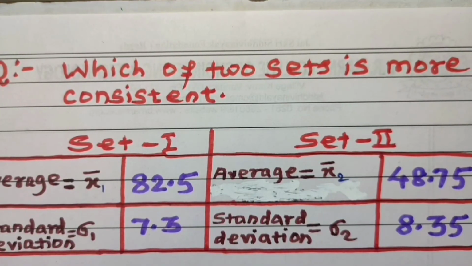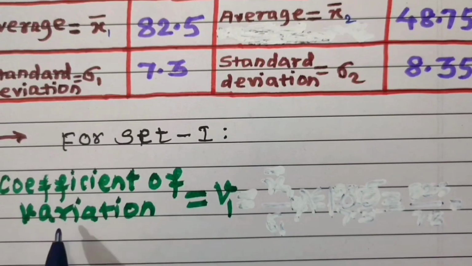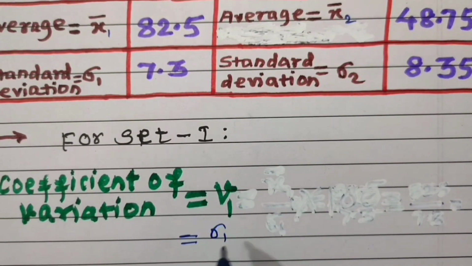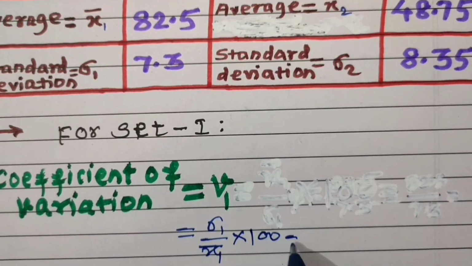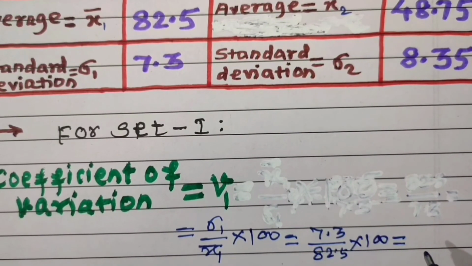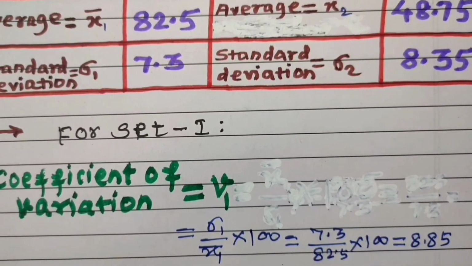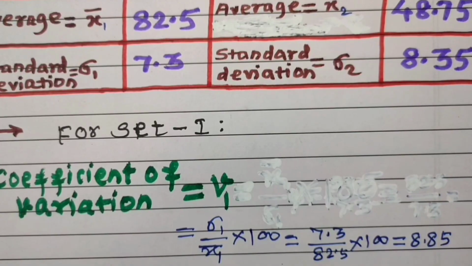First of all, let us calculate coefficient of variation for set number 1. So from given data, coefficient of variation is equal to V1 is equal to sigma 1 divided by x1 bar into 100 and this is equal to sigma 1 is 7.3 divided by 82.5 into 100 which is equal to 8.85.